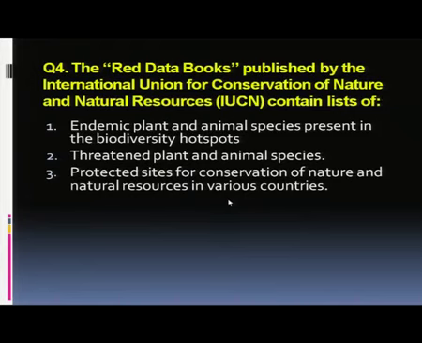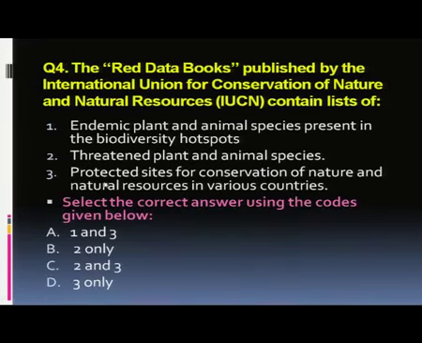So, we have described the IUCN, International Union for Conservation of Nature, and we have seen that IUCN is the organization which is responsible for enlisting or maintaining a catalogue of the threatened species, and the catalogue is published by IUCN on a regular basis. So, what will be the correct answer? Yes, you are right. The correct answer is second, threatened plant and animal species.